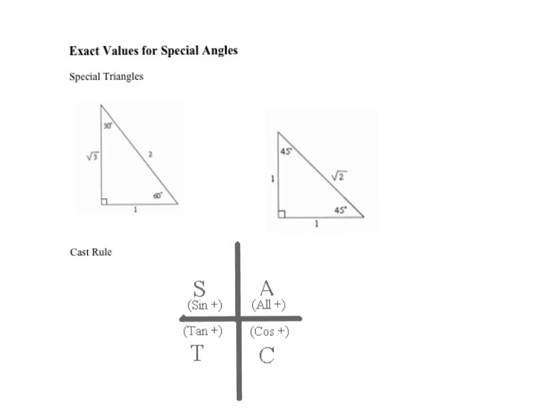The special triangles look exactly like this. One of them is the 30-60 special triangle. It's a right angle triangle with one angle of 30 degrees and one angle of 60 degrees.